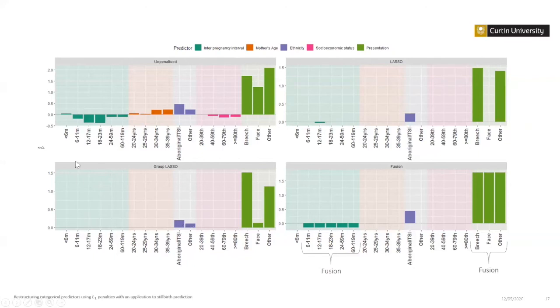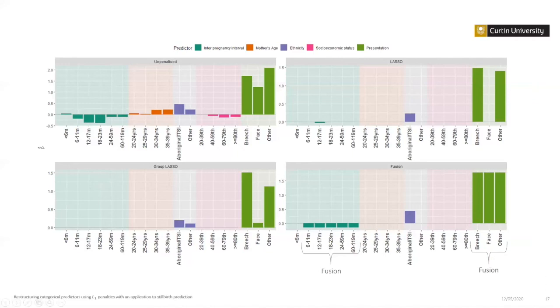So in this circumstance, for interpregnancy interval, all indicator variable parameter estimates were shrunk to 0. Selection occurred for variables such as ethnicity and presentation, so we can make interpretations about how they compare at the predictor level. What we're really interested in though is the bottom right corner, and those are the structured fusion penalties.